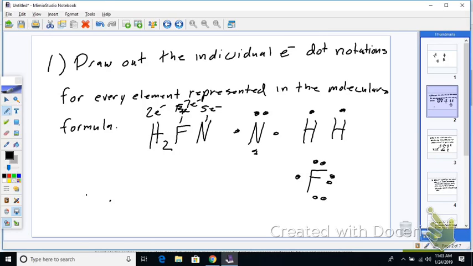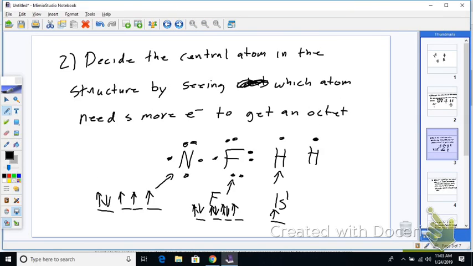So we need to figure out how many electrons total. So how many electrons total do we have? 14 electrons. Okay. So that's going to become key throughout the whole process of putting this together. Okay? So then the next step.